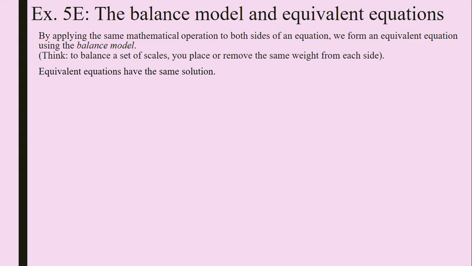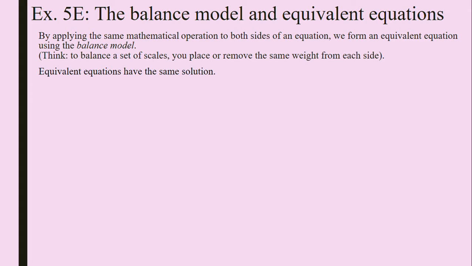So when we have an equation, if we complete the same mathematical operation on both sides of that equation, we'll form an equivalent equation. The important thing is that you do the same thing to both sides of the equation to keep it balanced, or to keep it equivalent or the same, okay? If we add 5 to one side, we add 5 to the other. If we divide by -2 on one side, we divide by -2 on the other.